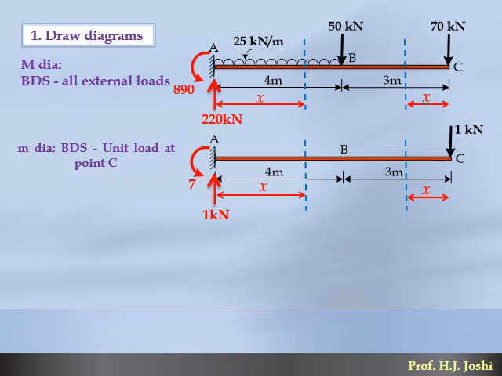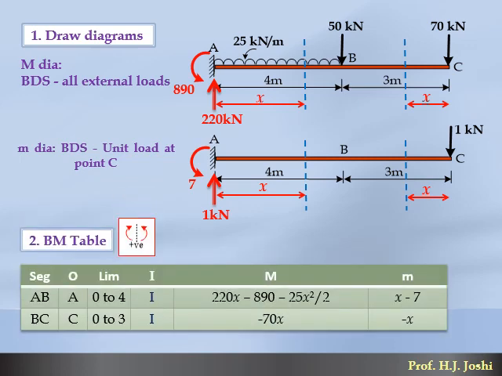Once that is over, I am ready for the BM equation table. Understand this one by one. Here I have to write all the BM equations due to the external loads, and here all the BM equations due to the unit load. Okay, let's start. Now consider segment AB. In this segment AB, A is selected as origin, the limits are 0 to 4, and the value of the geometric constant is I, the moment of inertia.